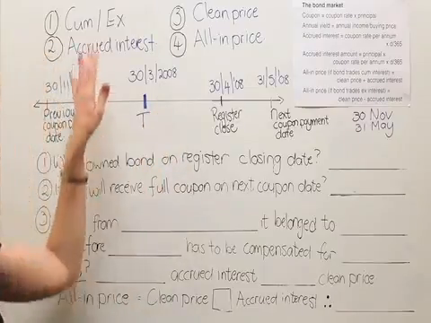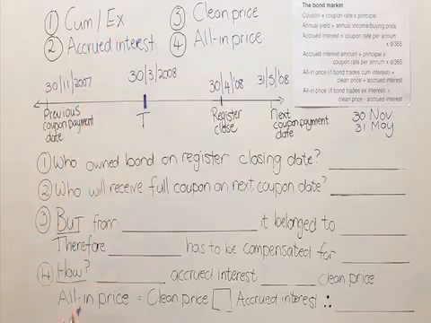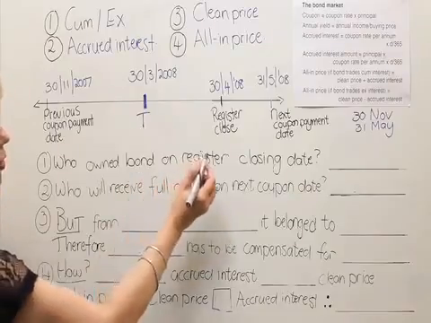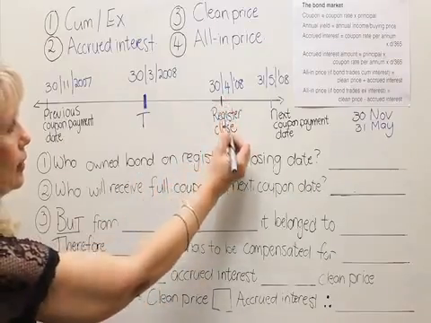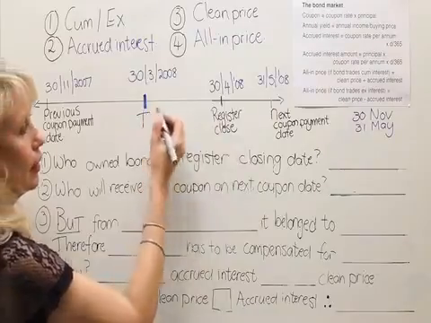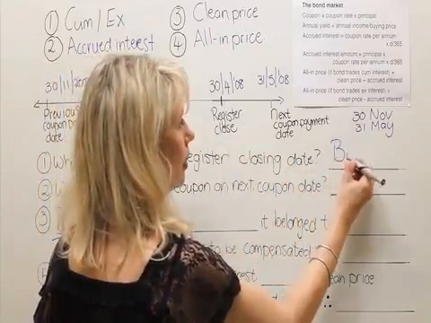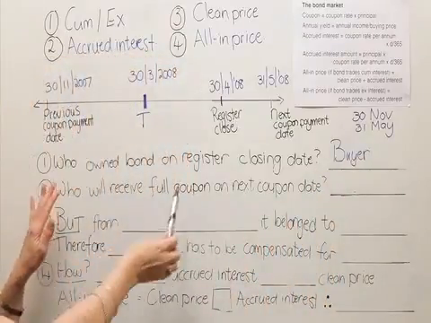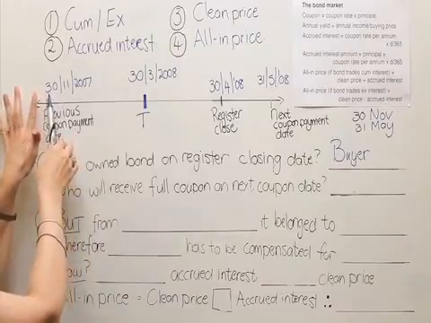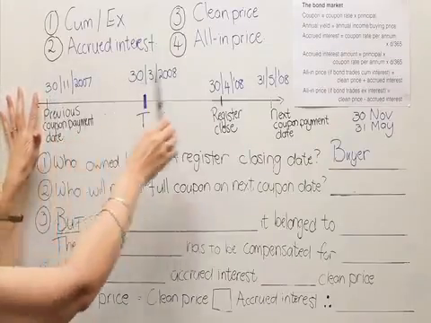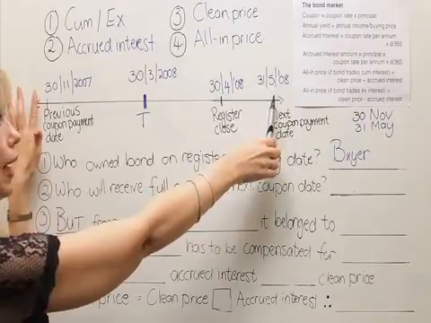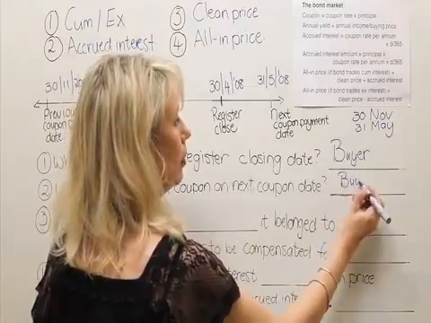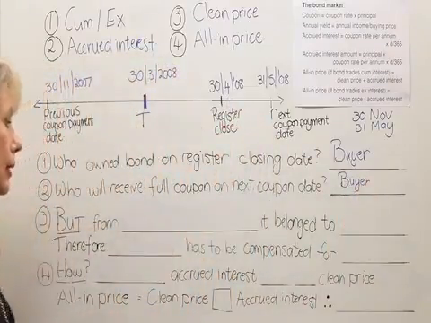So, to decide whether this bond trades cum interest or ex interest, we have to look at who owned this bond on the register closing date. Now, on the register closing date, the bond had already traded, so it belongs to the buyer. So the buyer will receive the full coupon, from the 30th of November 2007 until the 31st of May 2008, because it belonged to him on the register closing date.